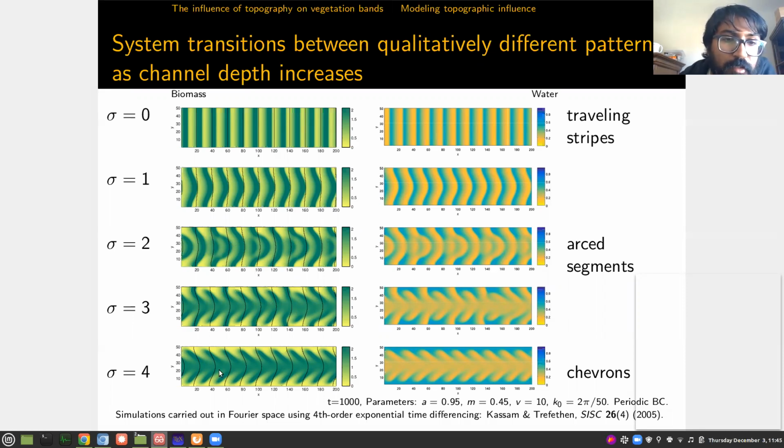And then as you keep going, you start to see uniform vegetation in the valley and bare soil on the ridge. Okay, so when it's really steep, the vegetation starts to become uniform in the valley, bare on the ridge, and then the patterns form on the sidewall. So you get this kind of chevron pattern.